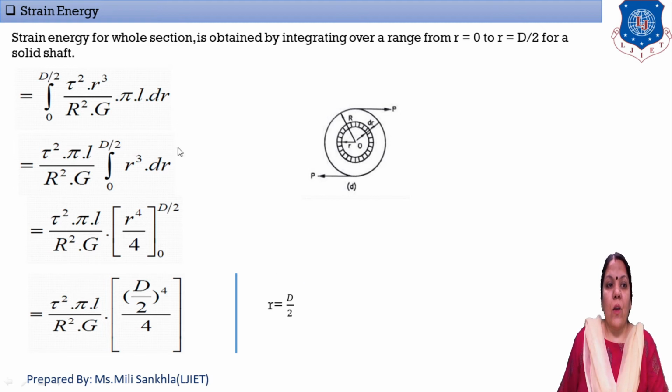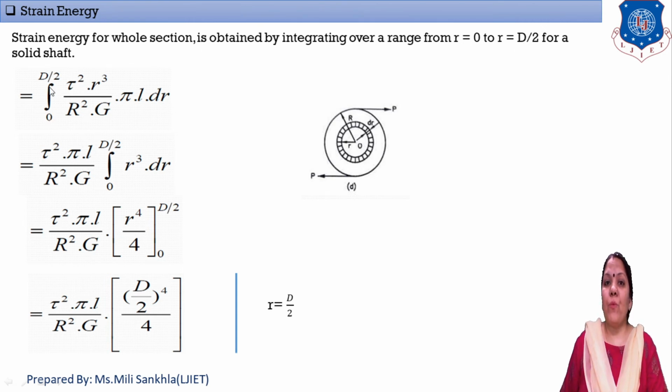Now the strain energy for the whole section is obtained by integrating over the range 0 to D by 2, because at the center point r is equal to 0, and up to the outer surface r is equal to capital R, which is D by 2 for a solid shaft.